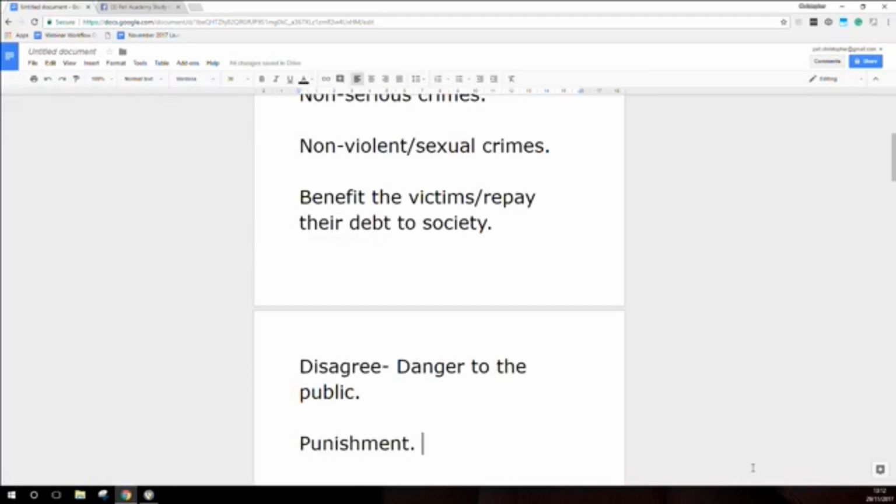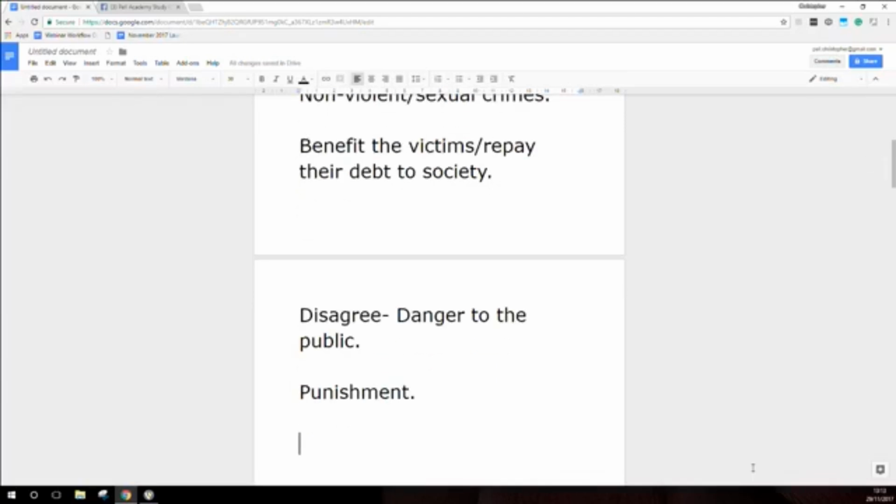Punishment. The rationale of many people is we're not interested in rehabilitating criminals. We're not interested in getting any benefit from them. We're just interested in punishing them, like an eye for an eye, basically. A lot of people think that way. So punishment, and the danger to the public. Any other idea I can think of?